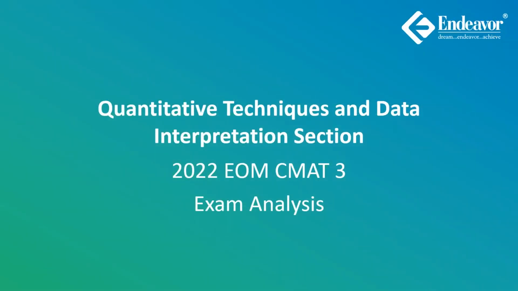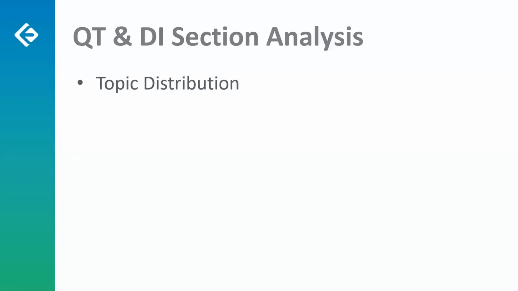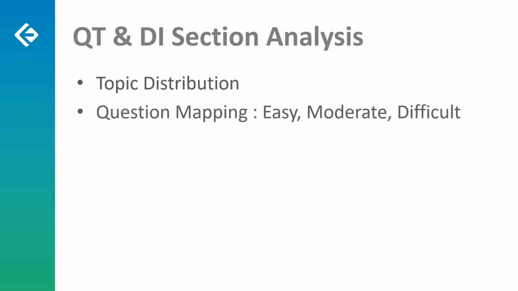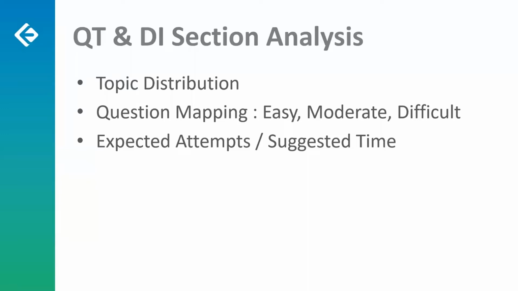Okay, let's begin with the analysis of the quantitative techniques and data interpretation section of 2022 EOM CMAT 3. In today's analysis, we will be looking at 4 areas. We will be looking at the topic distribution, which is which chapters or categories the questions can be classified into. We will be looking at question mapping in terms of difficulty level, which questions were easy, which ones were moderate, which ones were difficult. We will be looking at the expected attempts and the time that we suggest should have been spent on this section. And finally, we will be looking at the expected score, which will come from the expected attempts. So let us begin with the first area, which is topic distribution.